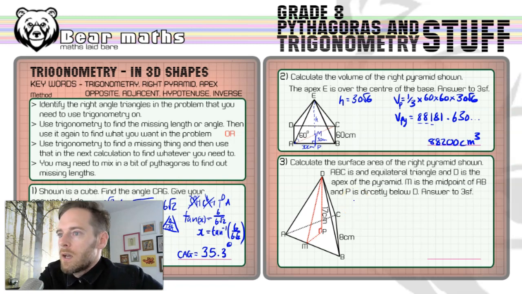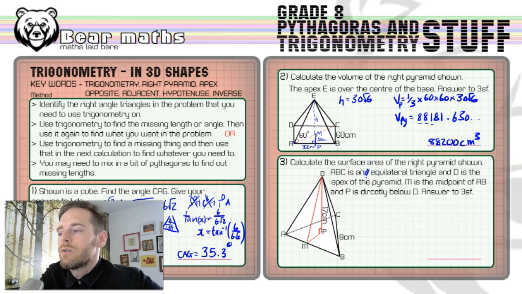So we need to calculate the surface area of this right pyramid. Now it's a right pyramid, which means the triangle on the base is an equilateral triangle. It tells us that as well. I wrote that in the question because I thought it was a bit more friendly to do that. So ABC is an equilateral triangle, and I've just noticed there's a D on there. It shouldn't have a D on there. It should be an "and".